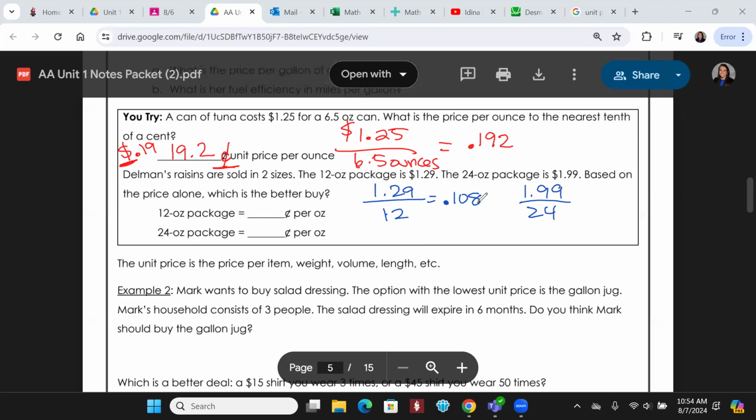You got 0.108, right? Now, putting that in cents terms, we're going to say 10.8 cents per ounce. For the $1.99, when we divide it by 24, we're going to get 0.083, which will be 8.3 cents. So which one is the better buy, the 12-ounce or the 24-ounce? Which one's cheaper? The 24. Yeah, so we want the unit price to be lower. That makes it cheaper. We get more bang for a buck. So the 24-ounce is cheaper.